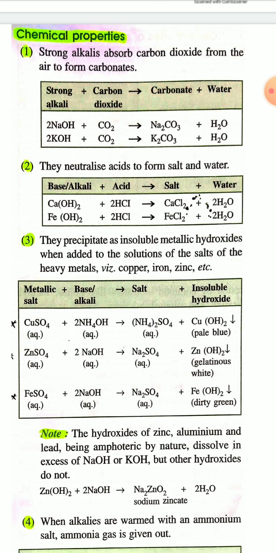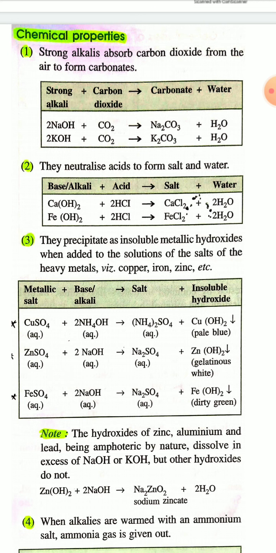For example, when strong alkalis like sodium hydroxide and potassium hydroxide react with carbon dioxide, that is CO2, they form sodium carbonate and potassium carbonate, that is Na2CO3, K2CO3, and water. One example: 2NaOH plus CO2 gives Na2CO3 plus water. 2KOH plus CO2 gives K2CO3 plus water. So when a strong alkali reacts with carbon dioxide, it forms a metal carbonate and water.